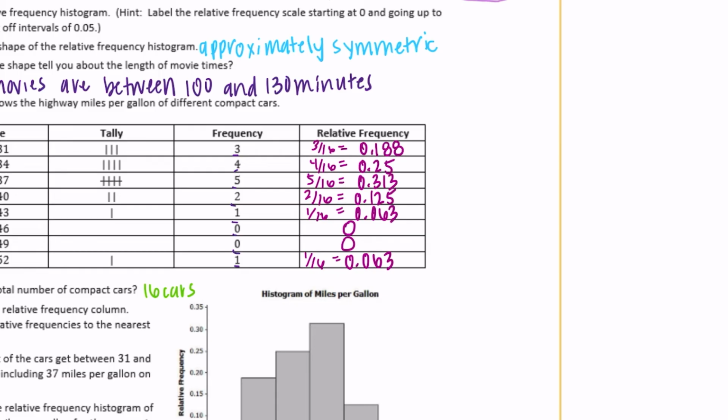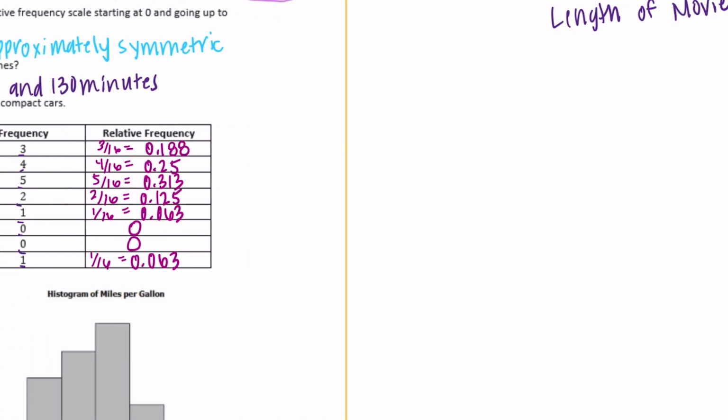And let's go through and make them all percentages. So remember, we just move the decimal point 2 places to the right. So this would be 18 and 8/10%, 25%, 31 and 3/10%, 12.5%, 6 and 3/10%, 0%, 0%, and 6 and 3/10%.